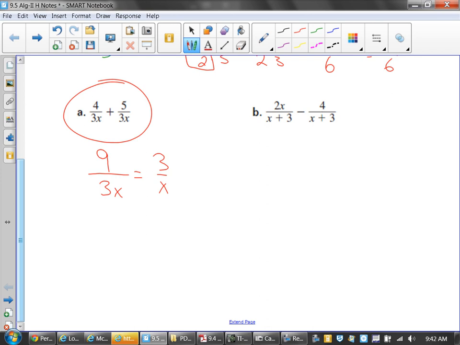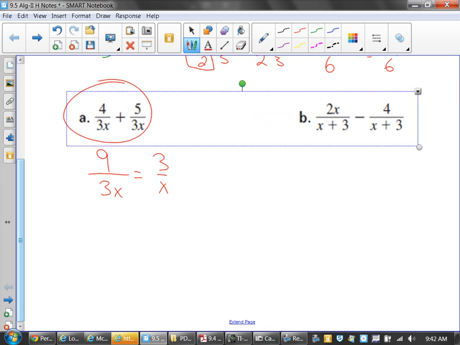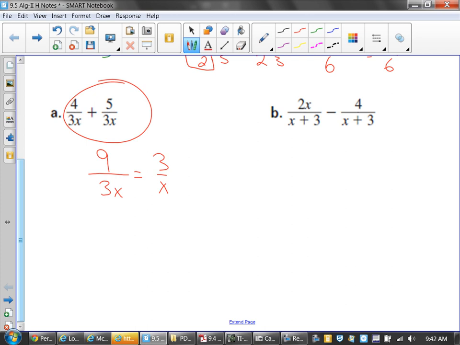When I'm subtracting, the rule still applies. As long as I have the same common denominator, all I have to do is just put the numerators together. So if I look here, I have x plus 3's for my denominator, so that's fine. The new numerator then would be, now, if I look at this one here, I have 2x minus 4 and then x plus 3.